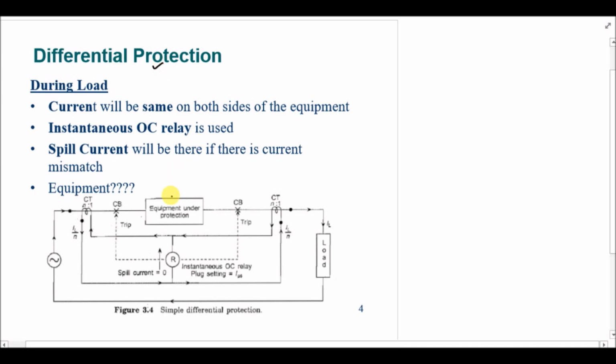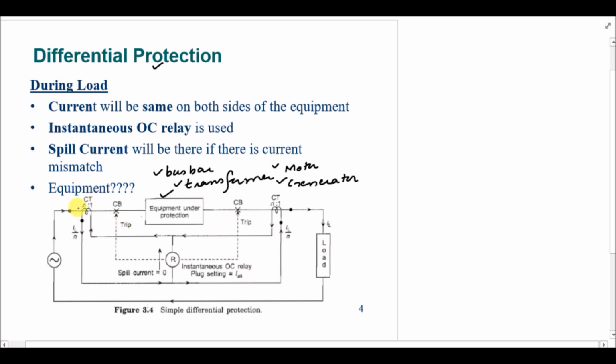Suppose we have an equipment which can be a bus bar or transformer or motor generator. So we can use any of these equipment in the differential protection scheme. And the selection of this equipment is made based on the points where we can measure the current. For example, if we have a bus bar or transformer, motor or a generator, we can easily use CTs on both ends of these equipments.